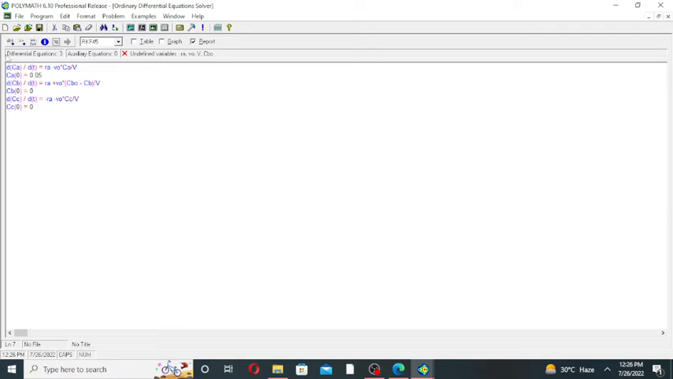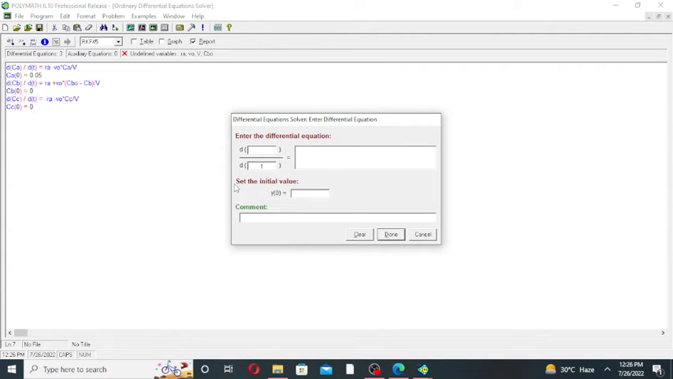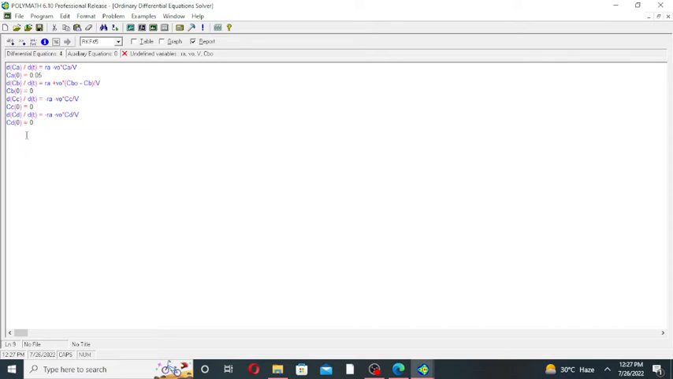Now enter the fourth differential equation for component D. dCD by dt is equal to RD minus V naught into CD divided by V. From relative rate we know that RD is equal to minus RA. So minus RA minus V naught into the concentration of component D divided by volume of reactor at any time. Initially there was no component D, so it was 0. Click on done. And this is the fourth equation.